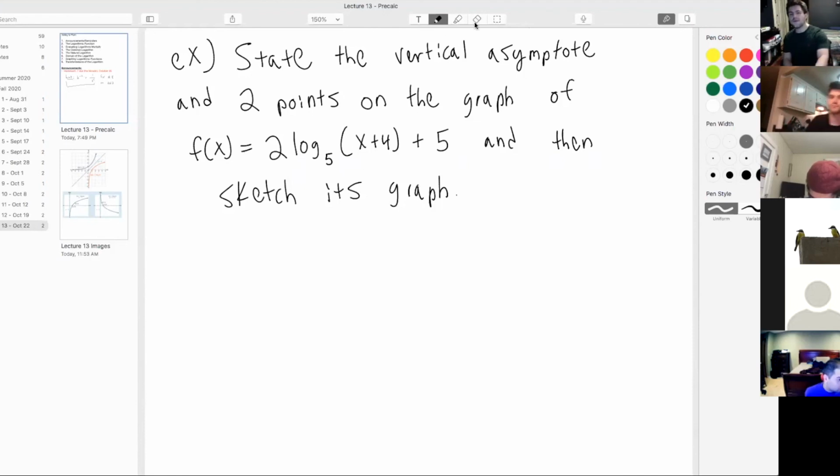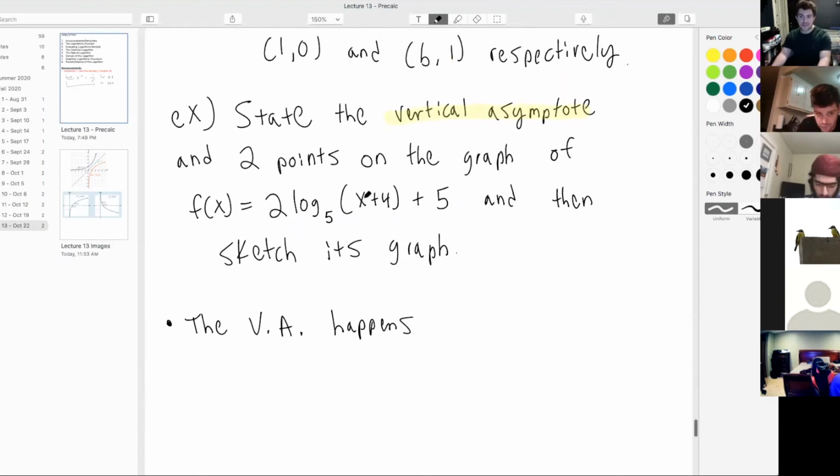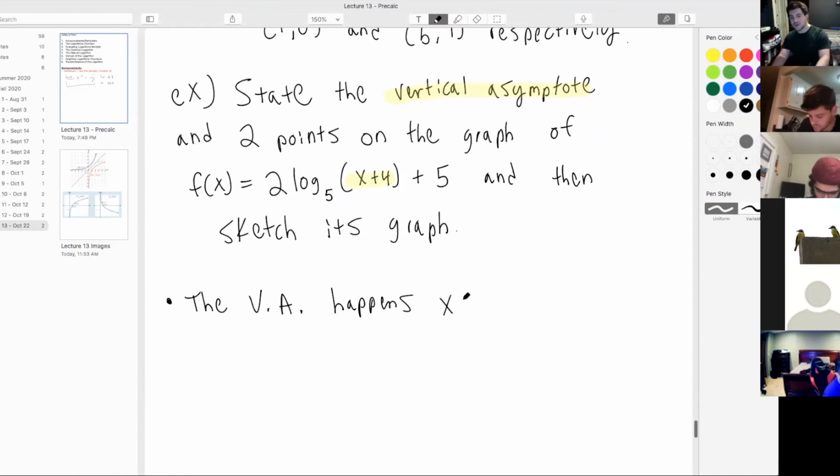All right, let's just do this one thing at a time. Let's go really slowly. So vertical asymptote first. I'm just going to shorten that to VA. The vertical asymptote happens when the input of the logarithm is 0. So you set x plus 4 to be equal to 0. Solve that guy. That will give you the vertical asymptote. So it happens when x plus 4 is 0, which is x equals negative 4.